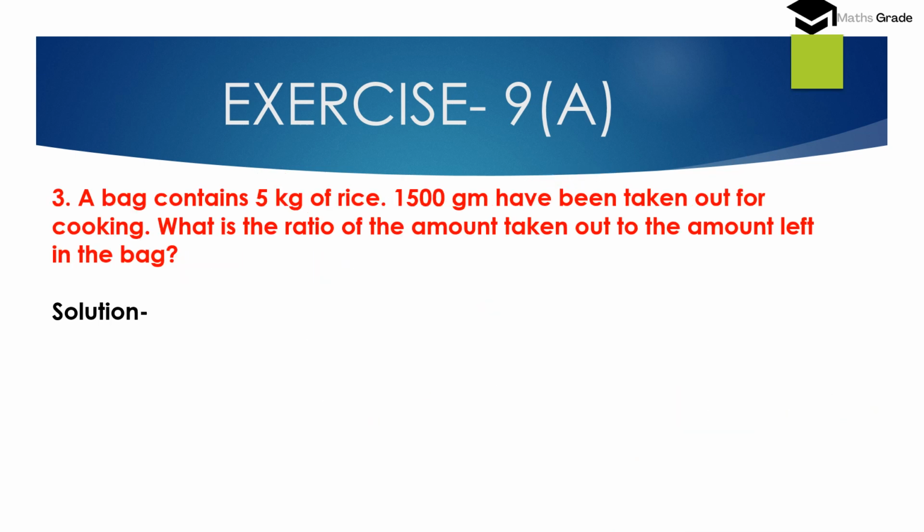Now we will solve question number 3. A bag contains 5 kg of rice. 1500 gram have been taken out for cooking. What is the ratio of the amount taken out to the amount left in the bag?